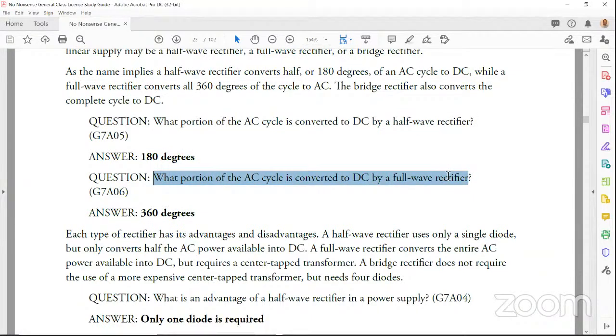Next question in the question pool. Similar question to the previous one. What portion of the AC cycle is converted to DC by a full-wave rectifier? So they're asking us now not about half wave, but full wave. And we said the full wave rectifier does the full cycle, which is 360 degrees, which is the answer.